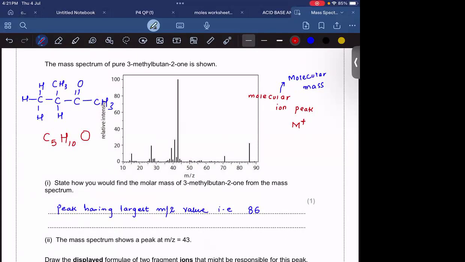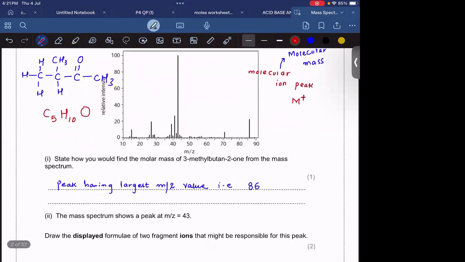You mean molar mass or molecular mass? Okay, one minute. Is it 86? Yes, this is 86. So as you can see, the molecular ion peak is going to be the same, that is 86.